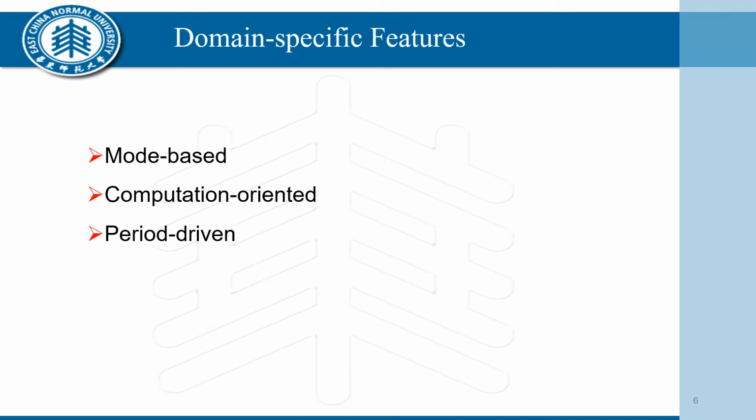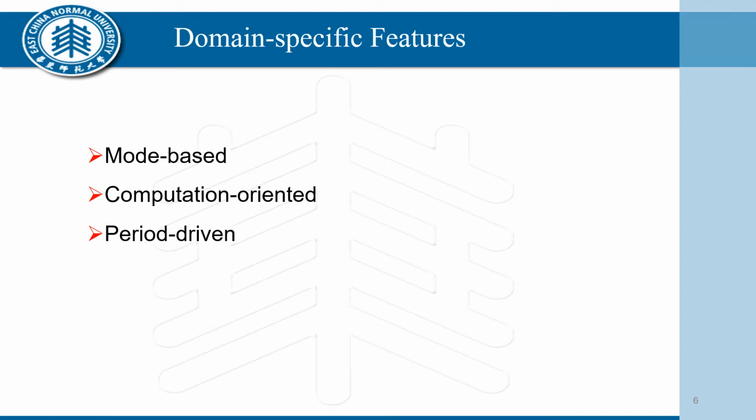We summarize the features of the embedded control software in the aircraft control domain. The first feature is mode-based. The control software is a mode transition system which always runs in some mode to perform corresponding functions. The system can transit to another mode if the transition condition is triggered.